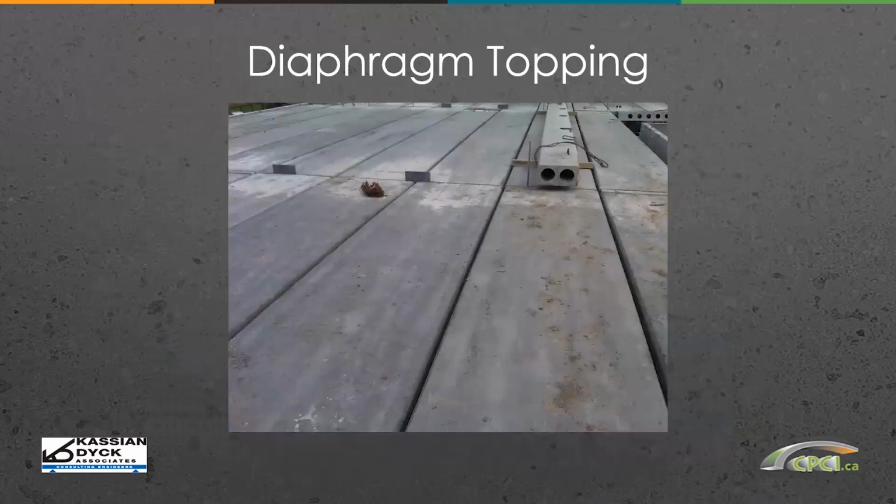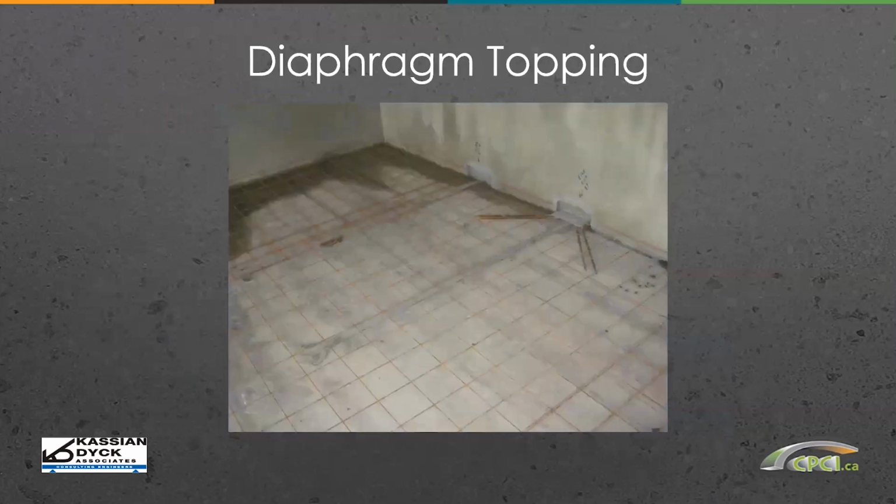So we've got hollow core slabs. We're going to have to look at, okay, if we're putting topping over them, is the top of the hollow core roughened for good bond? And then when we're putting topping in, we're going to have adequate reinforcement.